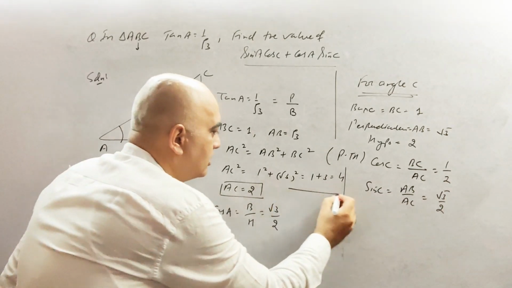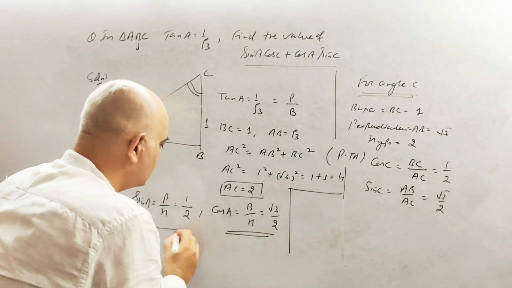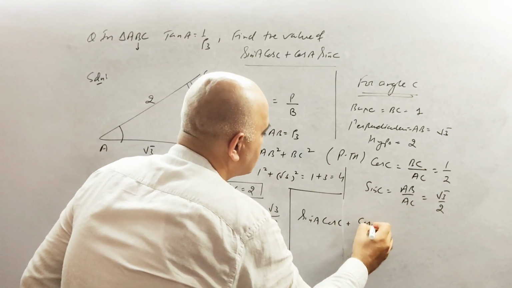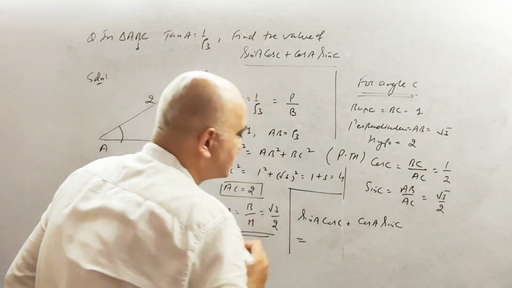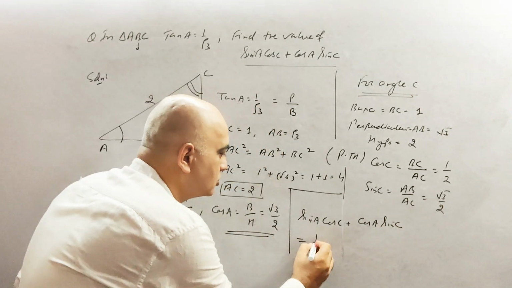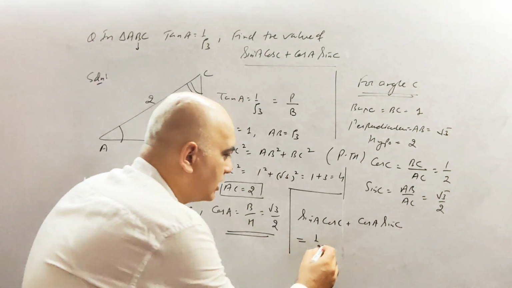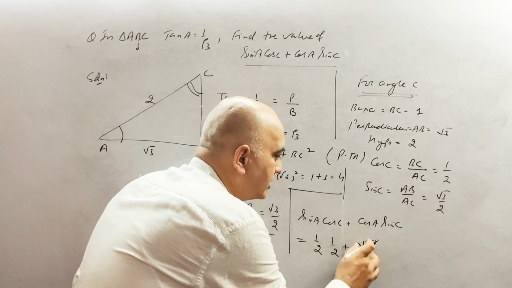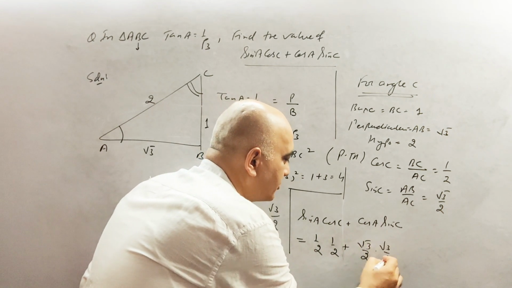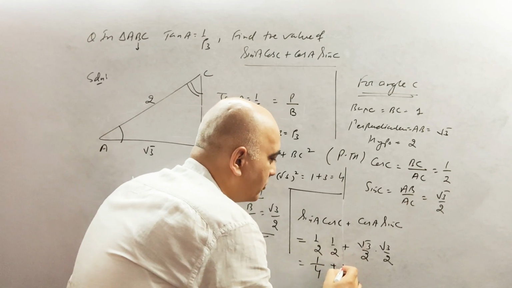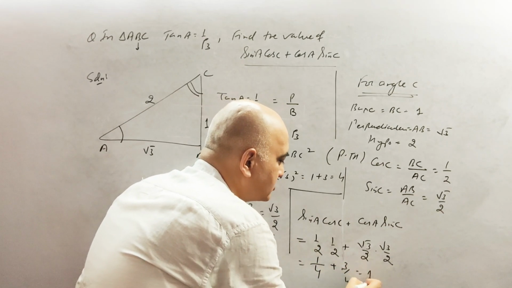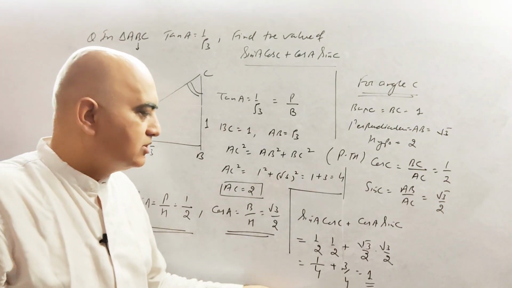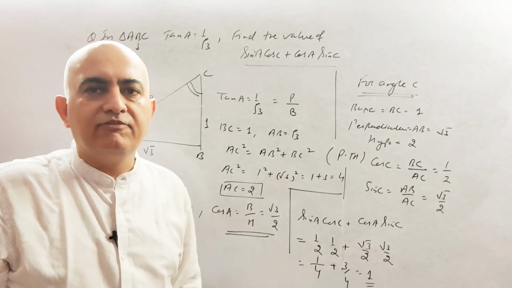And what is our question? We need sin A cos C plus cos A sin C. What is the value of this expression? Sin A is 1 upon 2. And what is cos C? That is 1 upon 2. What is cos A? That is root 3 upon 2. And what is sin C? That is root 3 upon 2. In this way, that is 1 upon 4 plus 3 upon 4, that becomes 1. So the value of sin A cos C plus cos A sin C becomes 1. This is our final answer. It is the value of this expression.